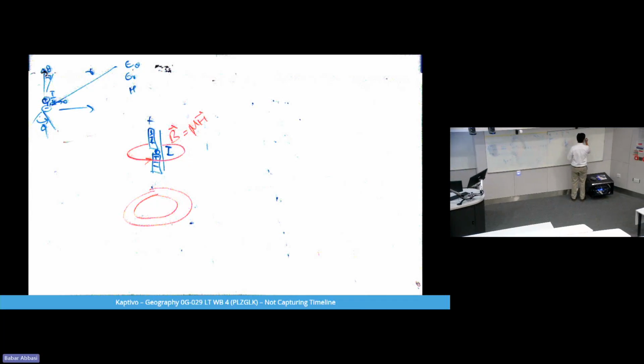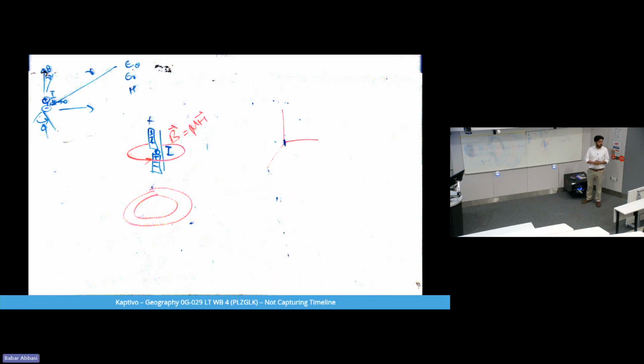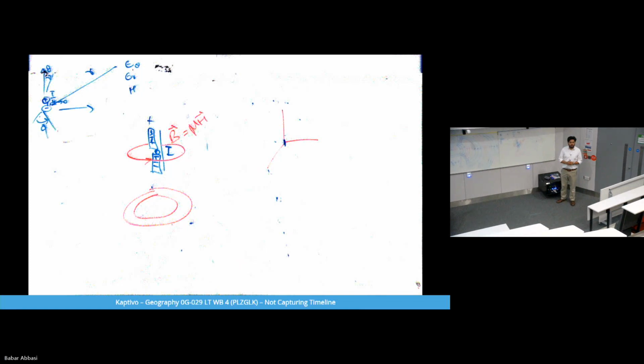Imagine I have a simple coordinate system and a simple dipole here. Where will it radiate? Everywhere? Will it radiate everywhere? It should, right? So it will radiate here, here, here, here, here, here, right?